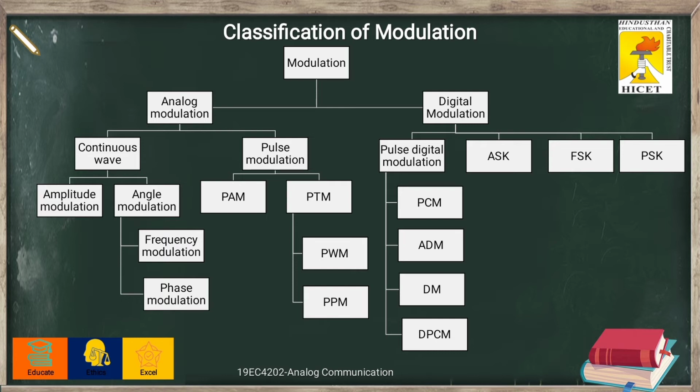In pulse amplitude modulation, the carrier, which is digital in nature, its amplitude, the amplitude of the pulses, are changed according to the amplitude of the message signal. In pulse time modulation, both the position of the pulse and the time duration of the pulse is changed according to the amplitude of the message signal. If the position of the pulse is changed according to the amplitude of the message signal, it is called pulse position modulation. If the width or the duration of the pulse is changed according to the amplitude of the message signal, it is called pulse width modulation.